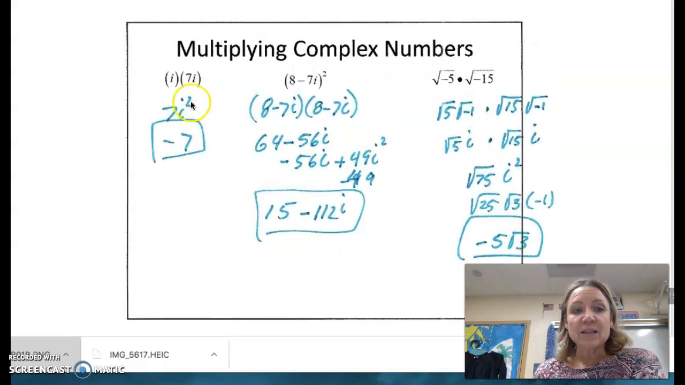All right, and the last slide. Okay, i times 7i is 7i squared. i squared simplifies to negative 1. Negative 1 times 7 is negative 7.